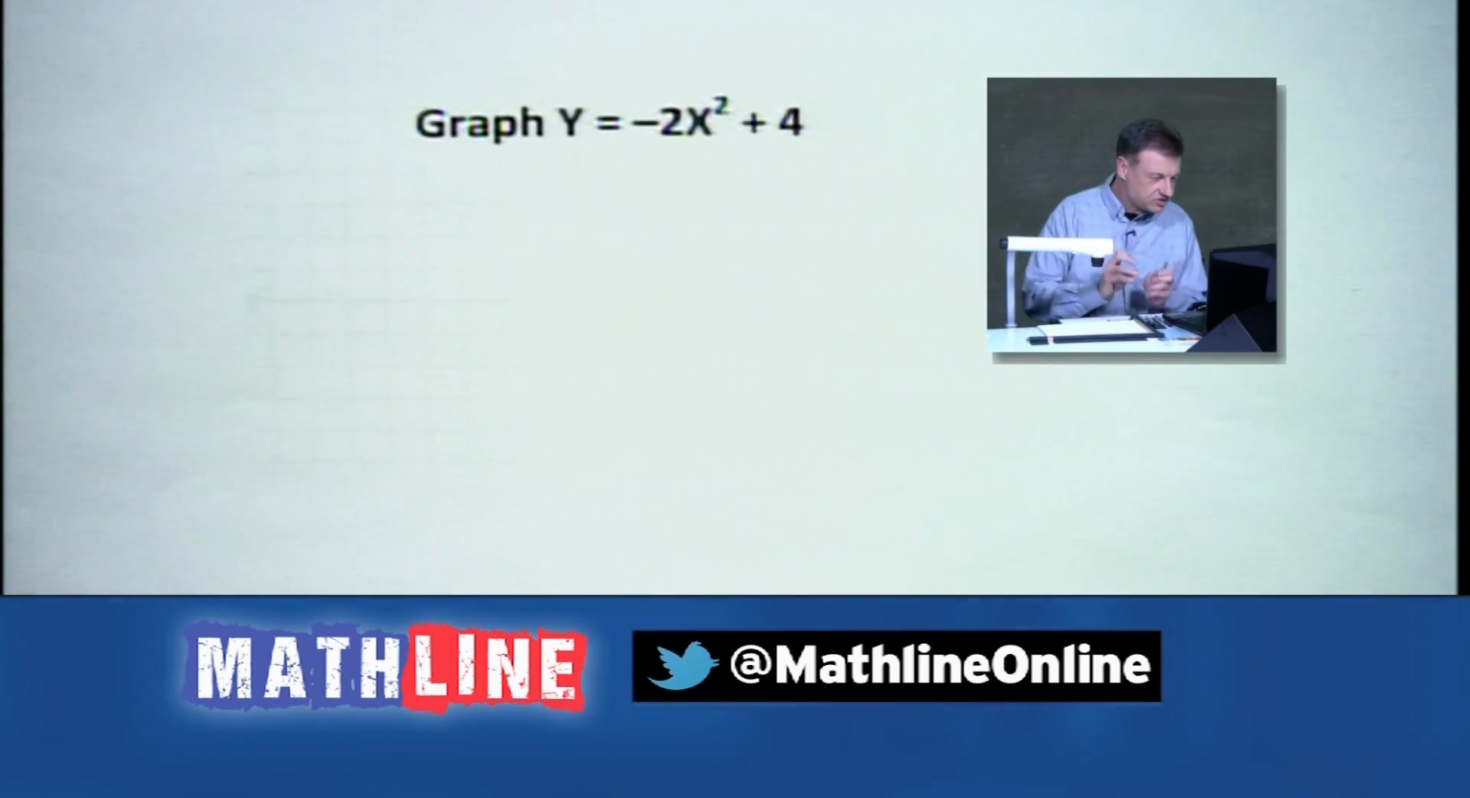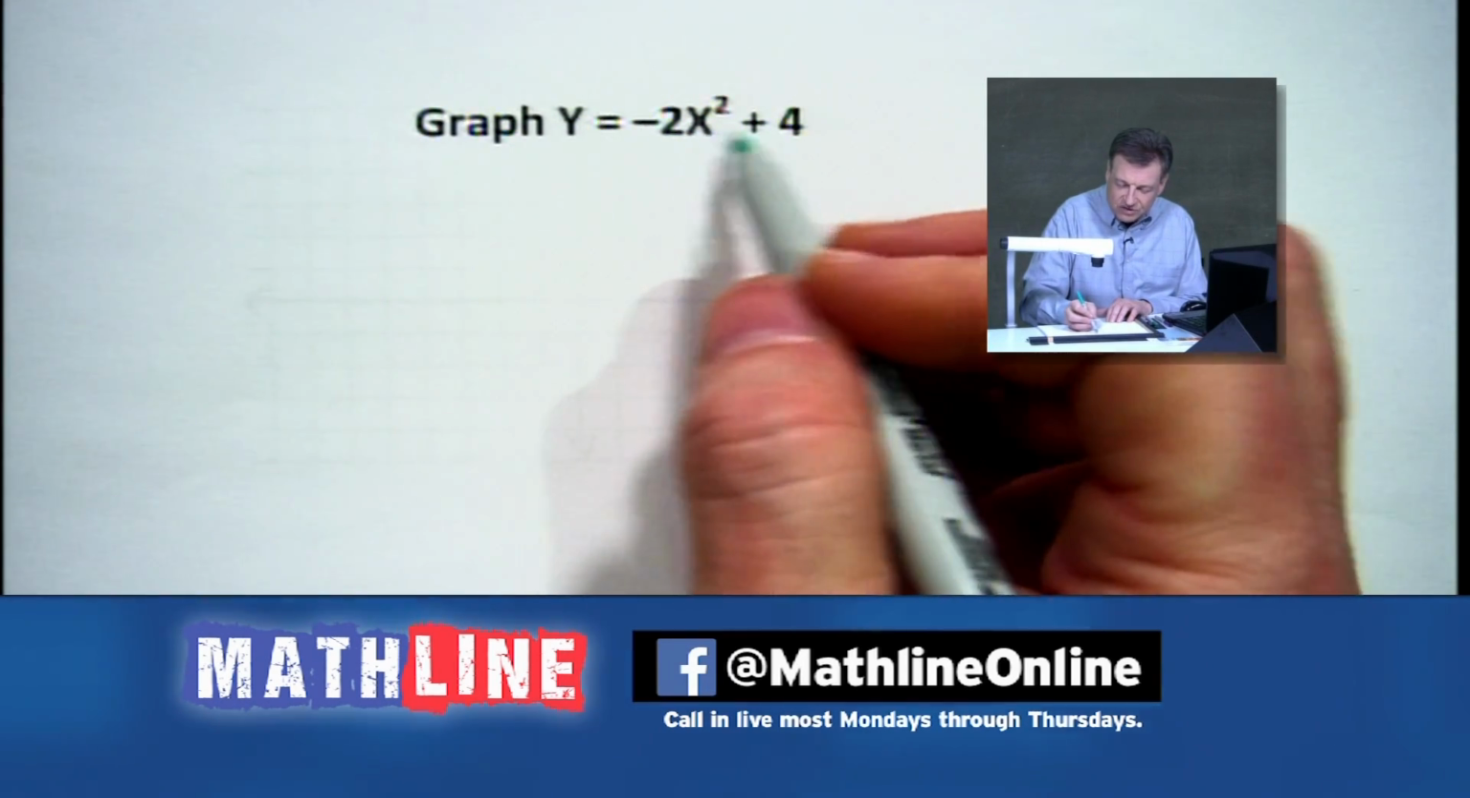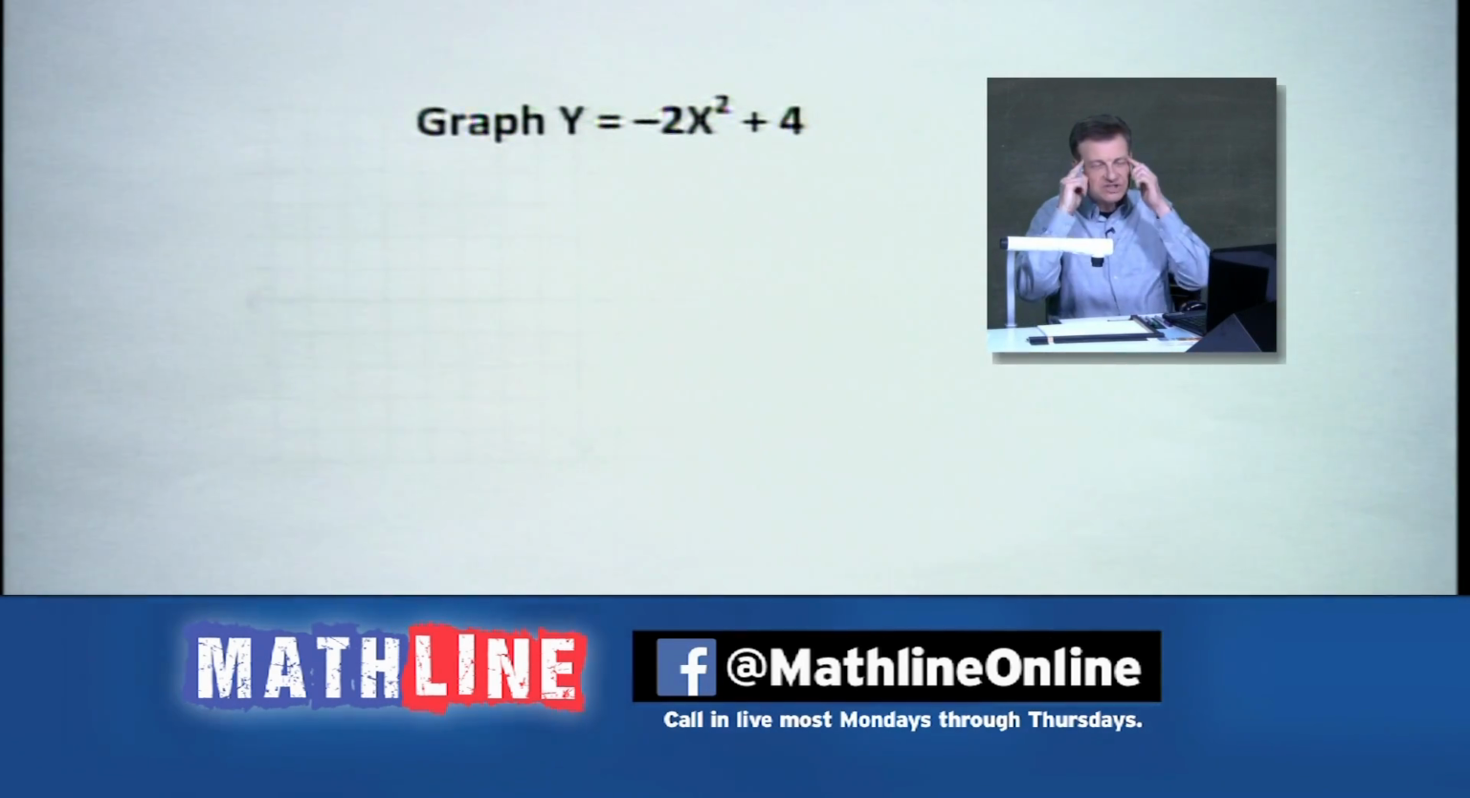It says we're going to graph. Of course we're going to graph. We're doing graphing all day long, aren't we, today? We're going to graph this value, y equals -2x squared plus 4. Now, first of all, let's just look at that and think if we can get a picture before I hit you on the graphing calculator.